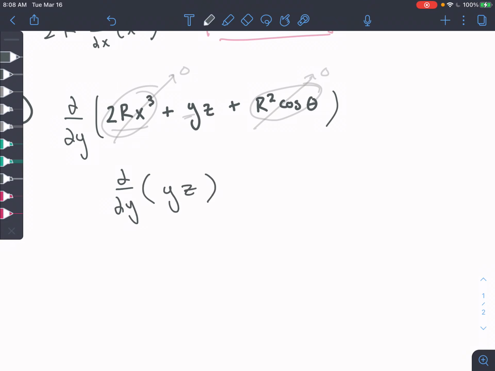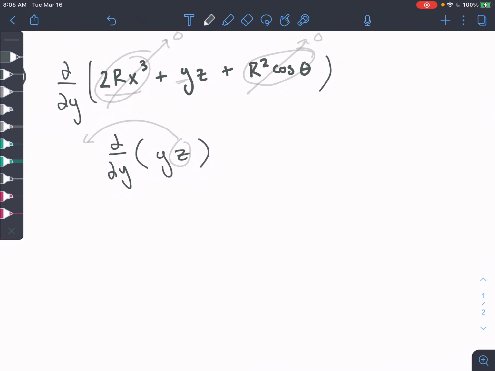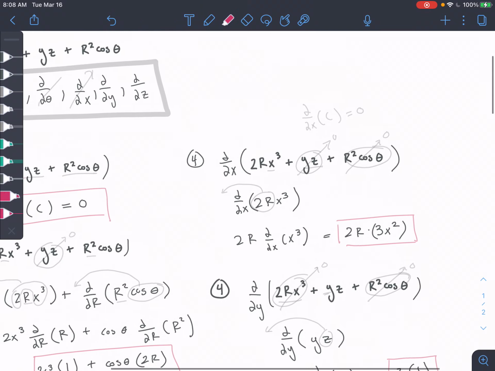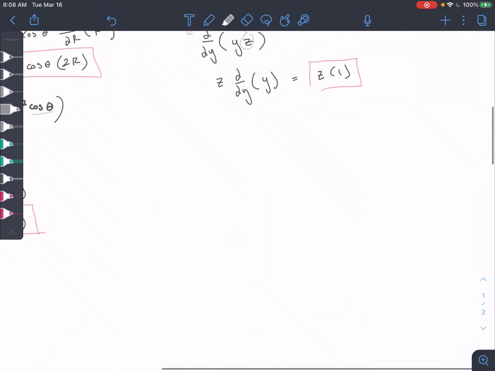Y, z. Okay, so any more constants here that we can pull out? Yes, we can pull out z. Okay, partial with respect to y. And we have a y. So that's just going to be z times 1. Derivative of y with respect to y is just going to be 1. Okay. Next we have the last one, which is the derivative with respect to z.